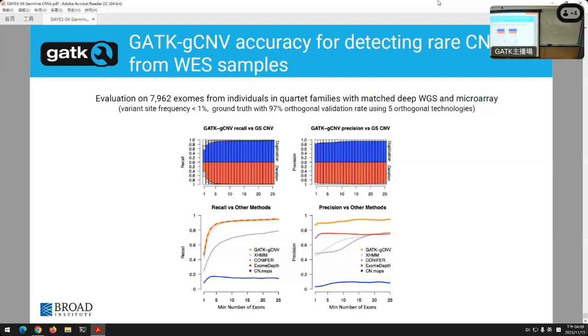Because you use the read depth counts for calculating the CNV, right? So if it's just 5x, how can you distinguish between the copy numbers? Yeah, we would expect that you need a high enough depth in order to get good results, for sure.